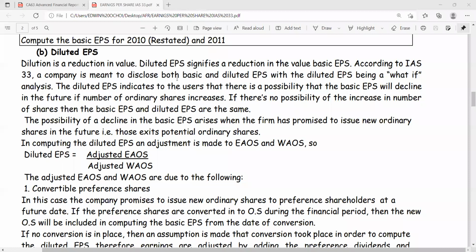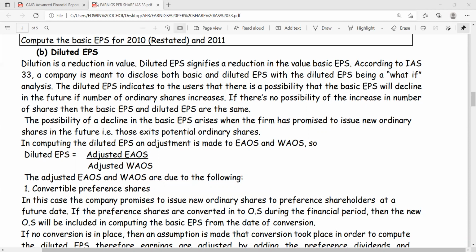The possibility of a decline in the basic earnings per share arises when the firm has proposed to issue new ordinary shares in the future. So there exist potential ordinary shares. In short, diluted EPS signifies a reduction in the value of basic earnings per share. So what are you required to do when you are doing diluted?